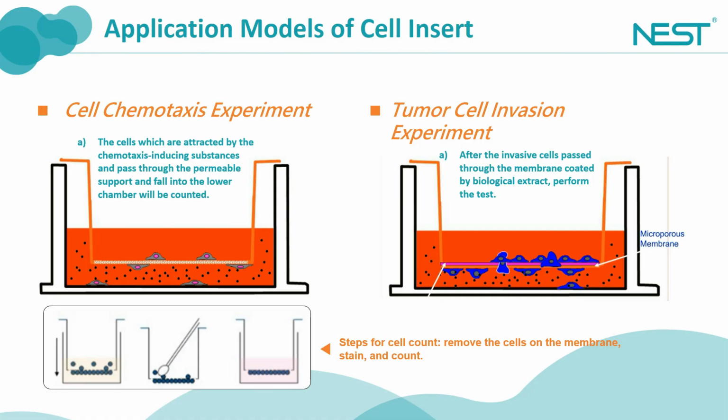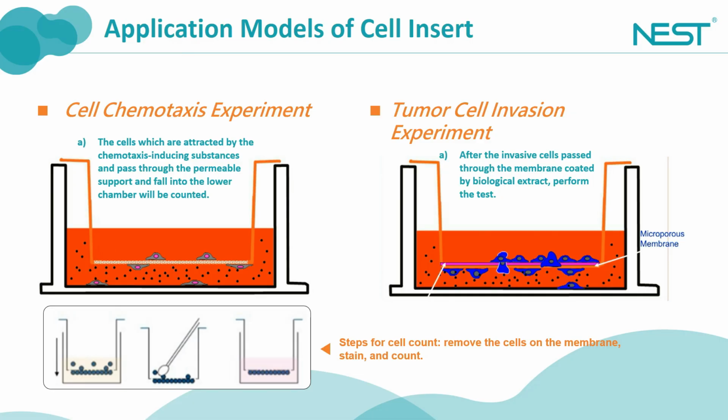For the chemotaxis experiment, first inoculate cells into the insert to form a dense monolayer. Then put a substance which can induce cell chemotaxis into the lower chamber. The cells pass through the membrane pores under the effects of these chemotaxis-inducing substances and enter into the lower chamber. The capability of cells to show chemotaxis under the effects of the chemotaxis-inducing substances may be determined by counting the cells in the lower chamber.